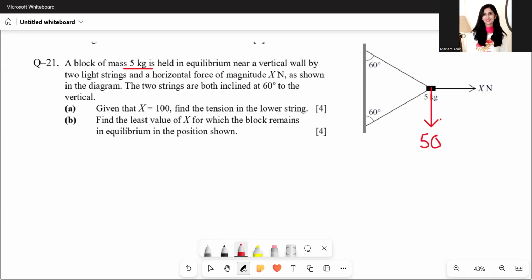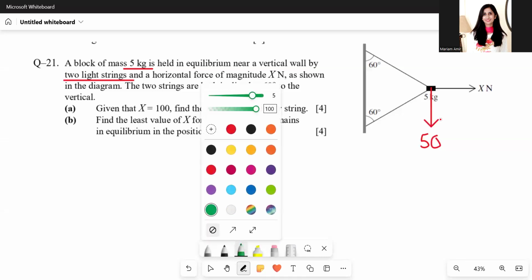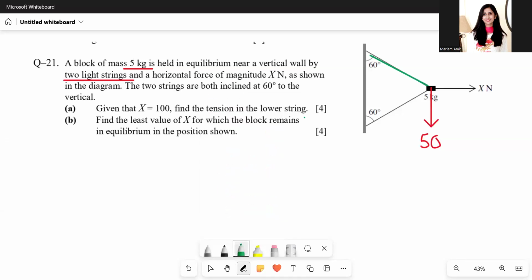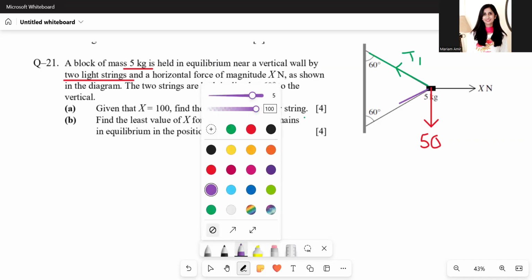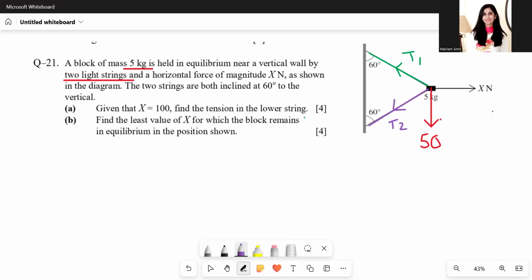Okay. Then it says two light strings. So these are two different strings. Keep that in mind. This is a very important piece of information. So this string would have a different tension in it, and this string would have a different tension in it because these are two different strings.